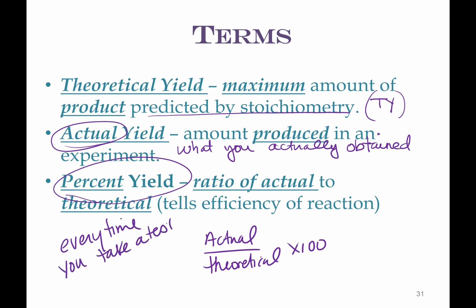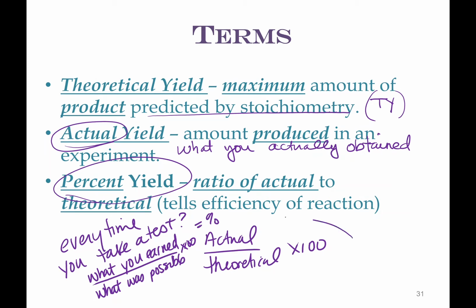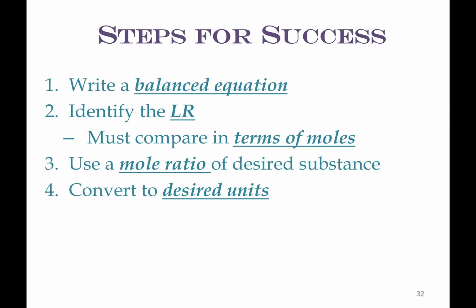And you want to know what you got. You take what you got, earned, over what you could have gotten, and you multiply by 100, and that's your percentage. So you've been doing this for years. This is nothing different. What did you get over what you could have gotten times 100? That's percent yield.